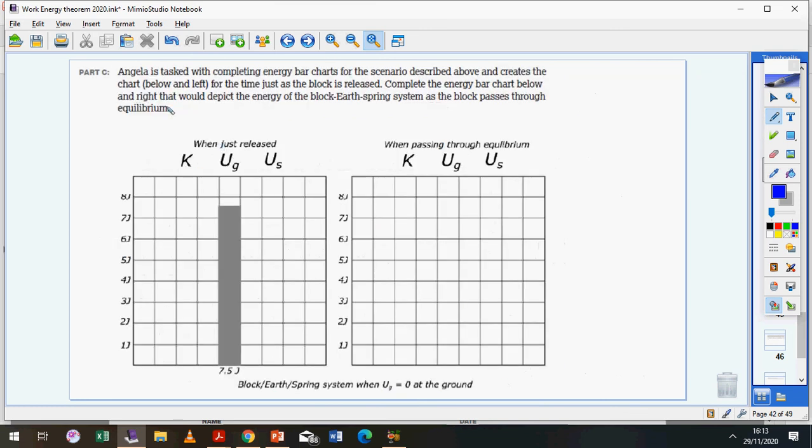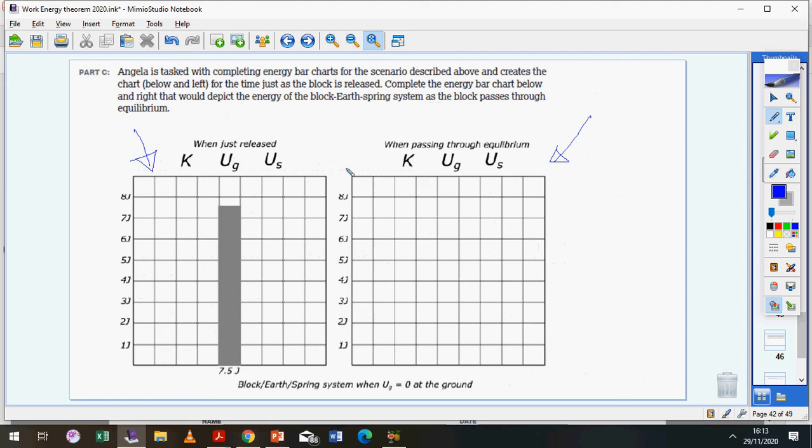Angela is tasked with completing energy bar charts for the scenario described above and creates the chart below and left, for the time just as the block is released. Complete the energy bar chart below and right, that would depict the energy of the block-Earth system as the block passes through equilibrium.